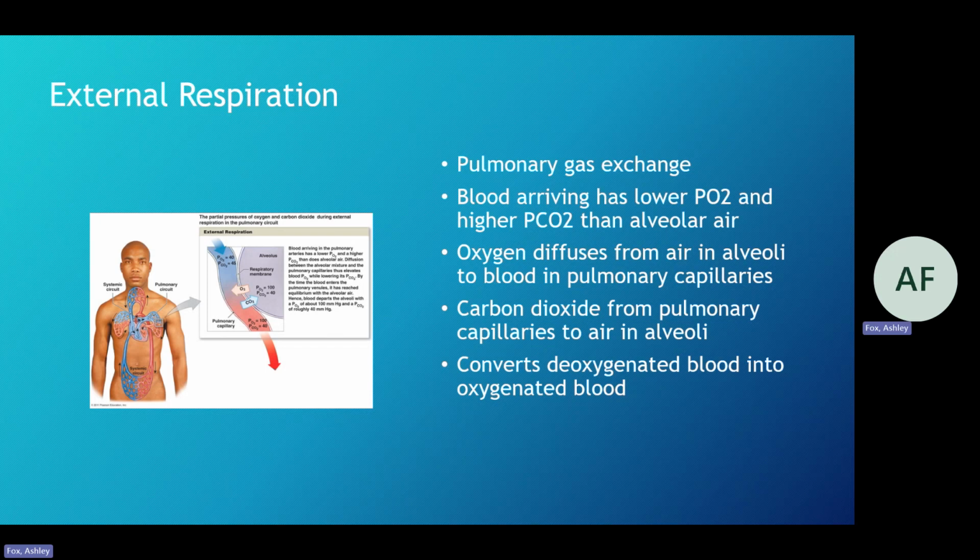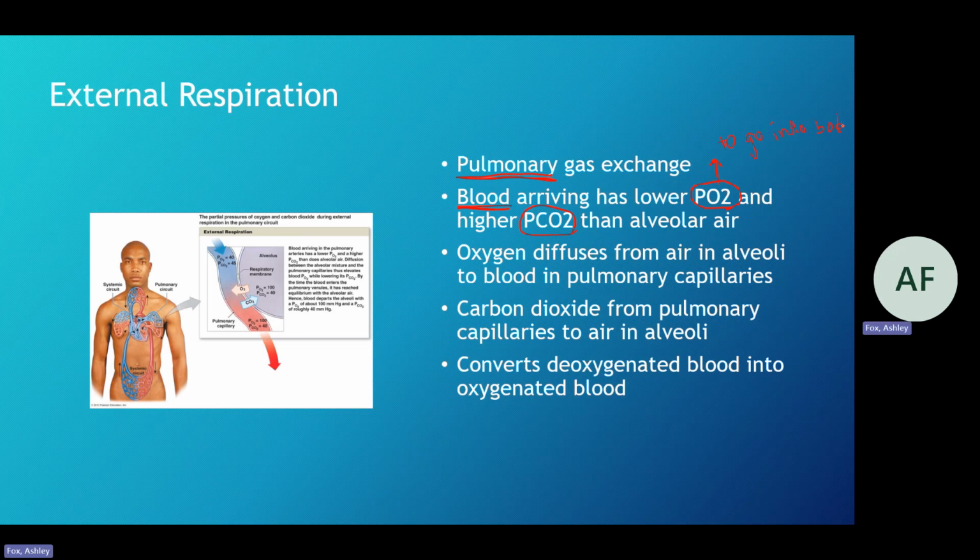With external respiration, gas that's in your alveoli is going to move into your blood, or the opposite. If it's oxygen, it's going to move into the blood. If it's carbon dioxide, it's going to move out of the blood. Blood coming into the lungs has a lower partial pressure of oxygen than the alveoli and a higher partial pressure of carbon dioxide. Now think of just generally what you want. You want oxygen to go into the body.